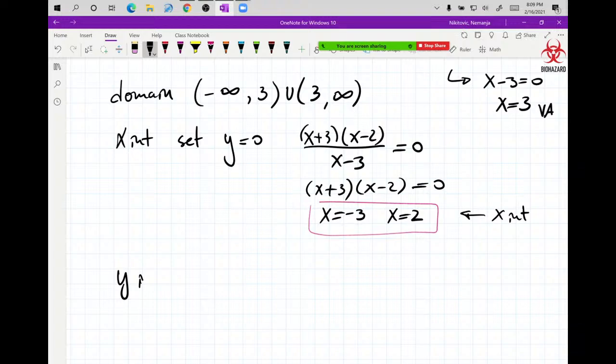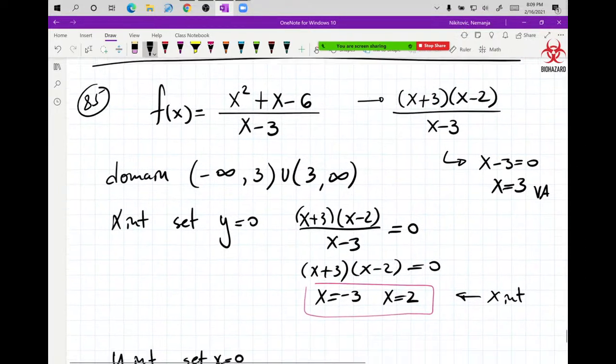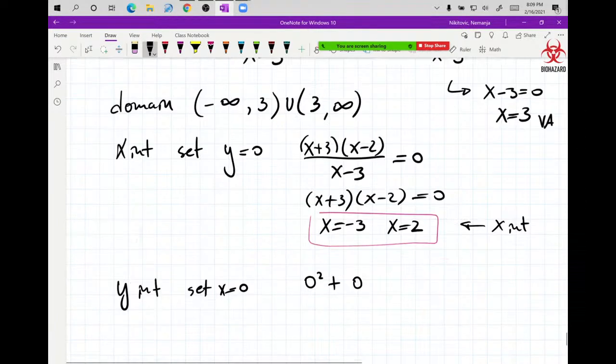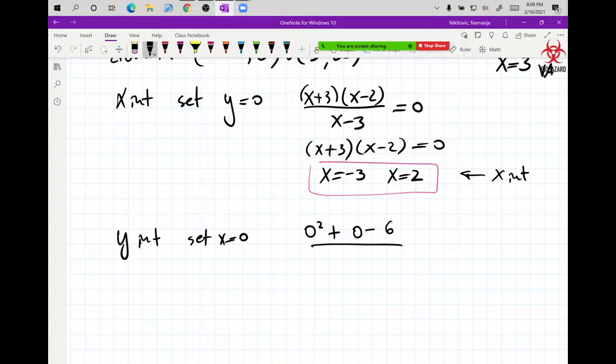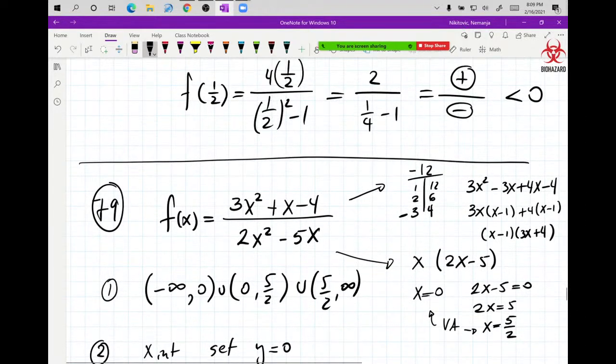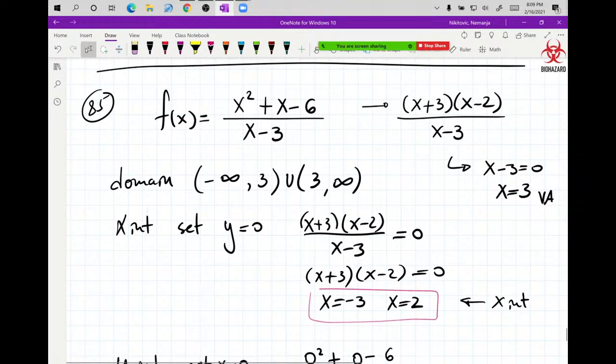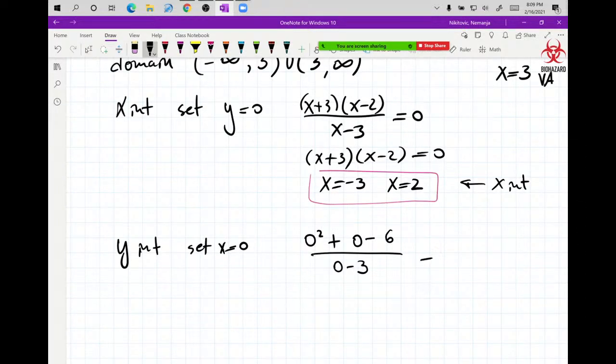Y-intercept, which is set x equal to 0. So what do you have? When you set x equal to 0, you can go back to the original problem. That's 0 squared plus 0 minus 6 divided by 0 minus 3. So that's negative 6 over negative 3 equals positive 2. So y equal positive 2 is our y-intercept.